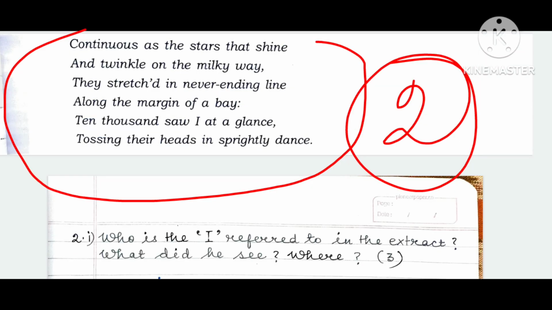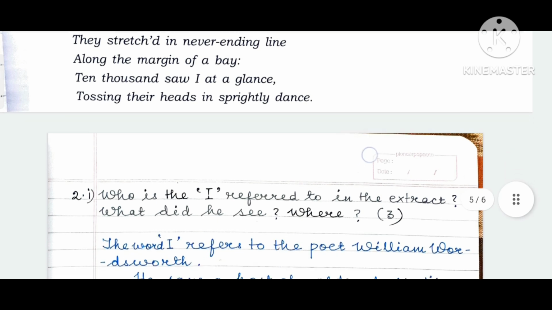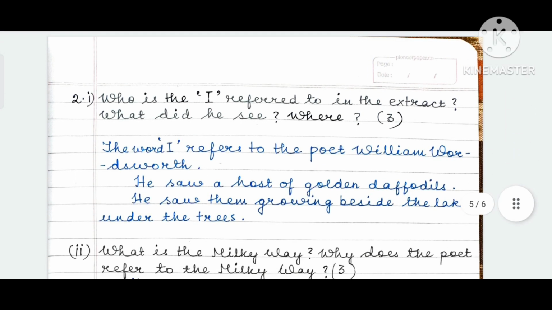Who is the I referred to in the extract? I saw I at a glance. And what did he see where? 3 subparts in one single question, 3 marks. The word I refers to the poet William Wordsworth. Finished. What did he see? He saw a host of golden daffodils. Again finished. Where? He saw them growing beside the lake under the trees.